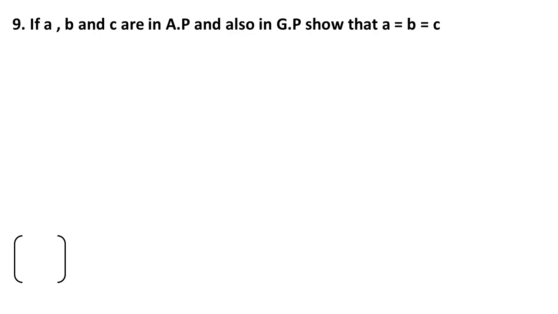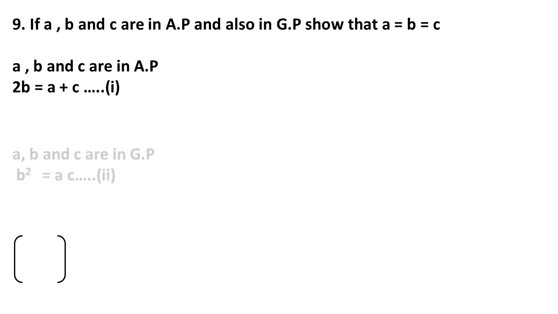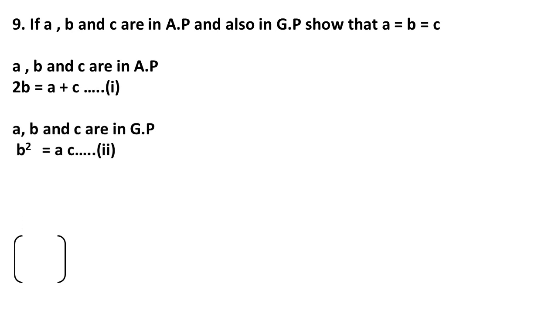Question number 9. If A, B and C are in AP, also in GP. So these terms are in AP also, these terms are in GP also. We need to show that the terms A is equal to B is equal to C. Consider the first result that A, B, C are in AP. It says as 2B is equal to A plus C, or it can also be written as B is equal to A plus C by 2. As the terms A, B, C are also in GP, it results as B square is equal to AC.